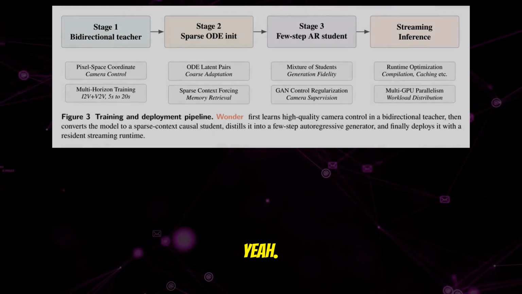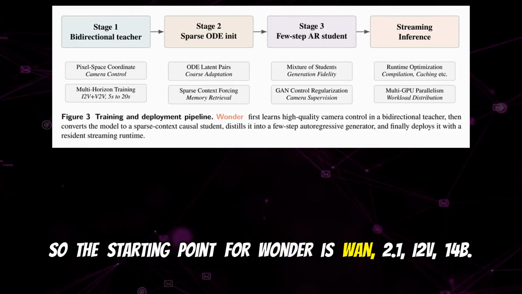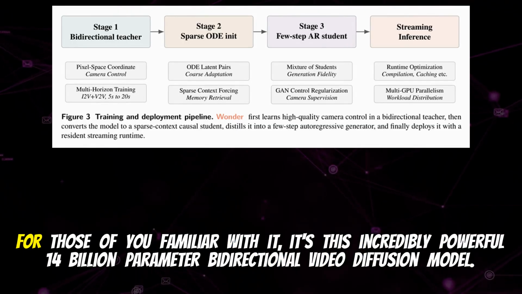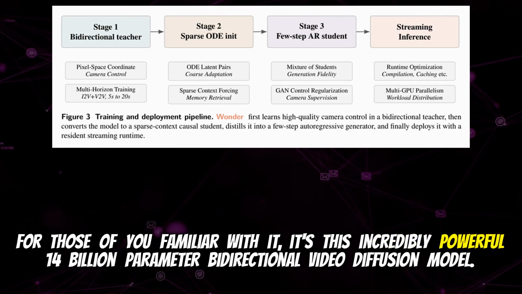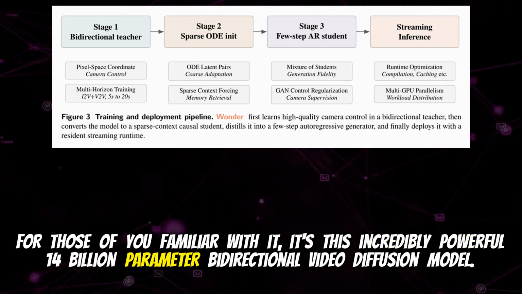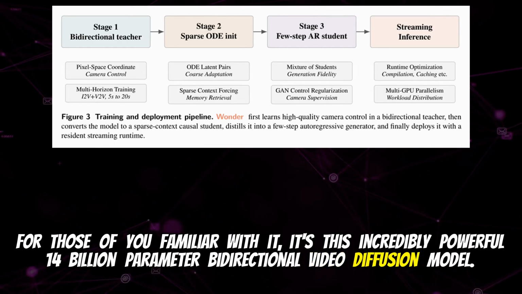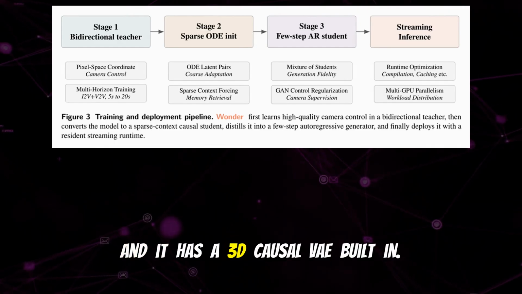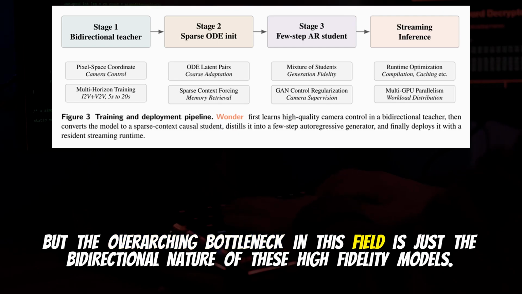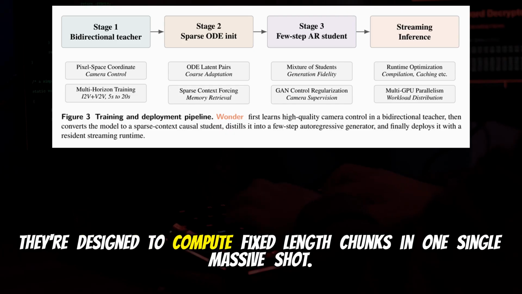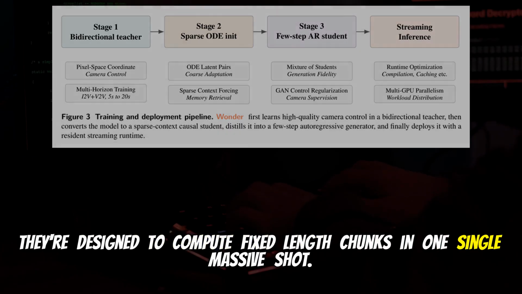Good call. Yeah. So the starting point for Wonder is 1.2.1 I2V14B. For those of you familiar with it, it's this incredibly powerful 14 billion parameter bidirectional video diffusion model. Right, and it has a 3D causal VAE built in. But the overarching bottleneck in this field is just the bidirectional nature of these high-fidelity models. Yeah, they're designed to compute fixed-length chunks in one single massive shot.